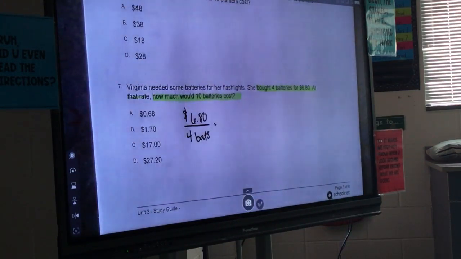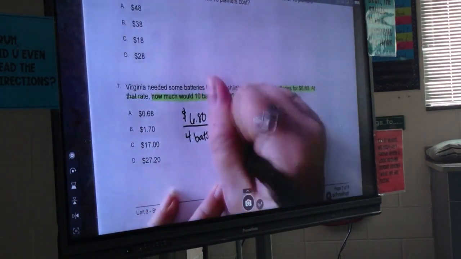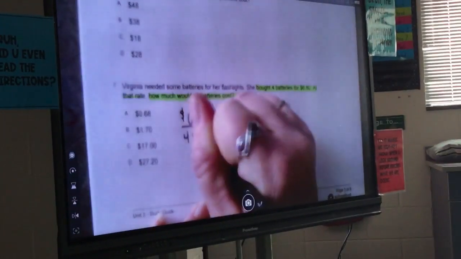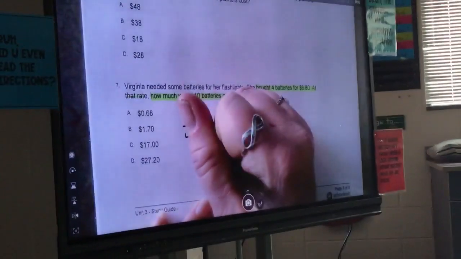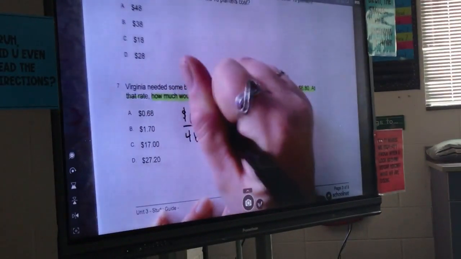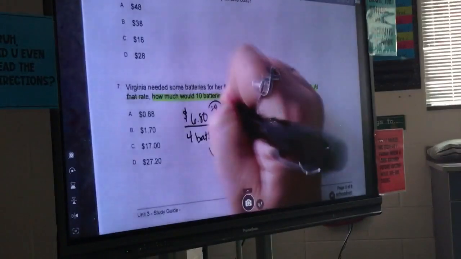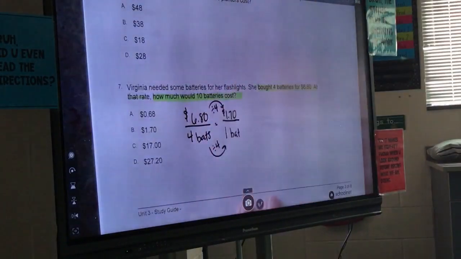All right, have a seat. What do I do here? What's the process that you guys just did? Drake: First you have to find the unit. Okay, so I have to find for 1 battery. How do I do that? You divide 6.8 by 4. Okay, what do you get? You get 1.7, or $1.70.